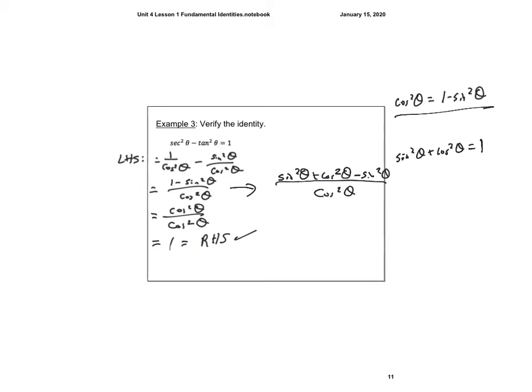Well, then sine squared minus sine squared is gone. So you end up with cosine squared theta over cosine squared theta, which is 1. So again, you might have done something a little differently there, which is fine. It's just something you notice.